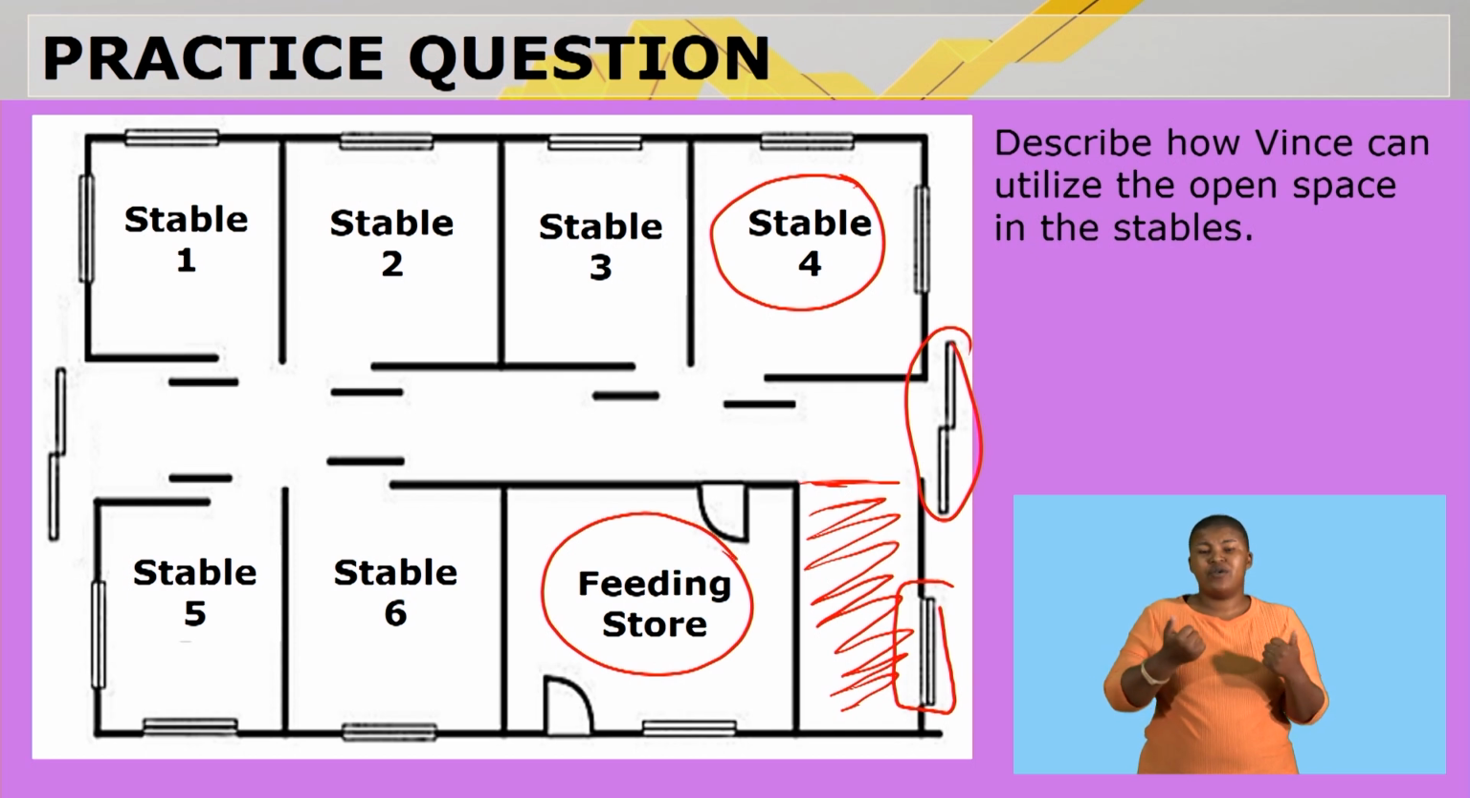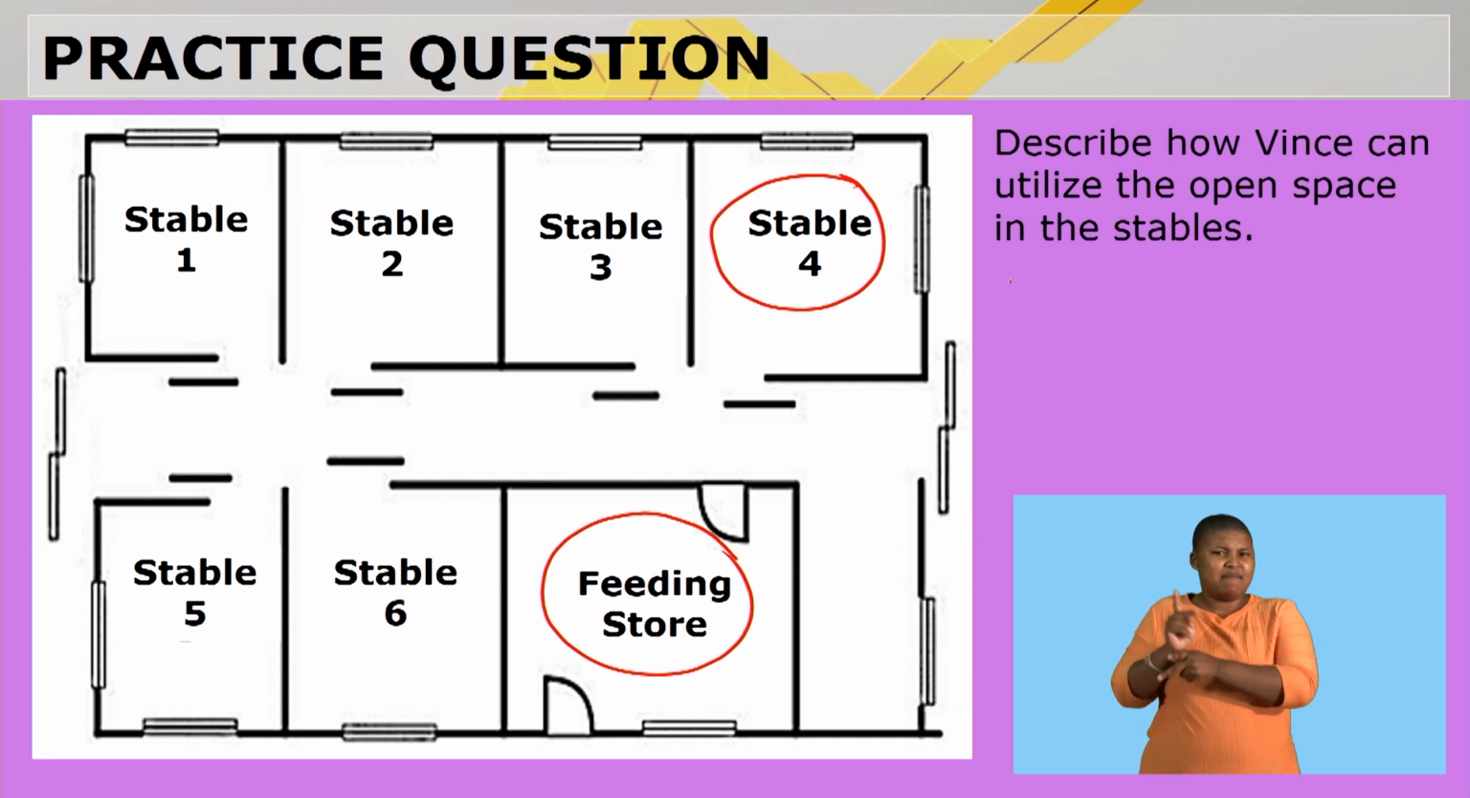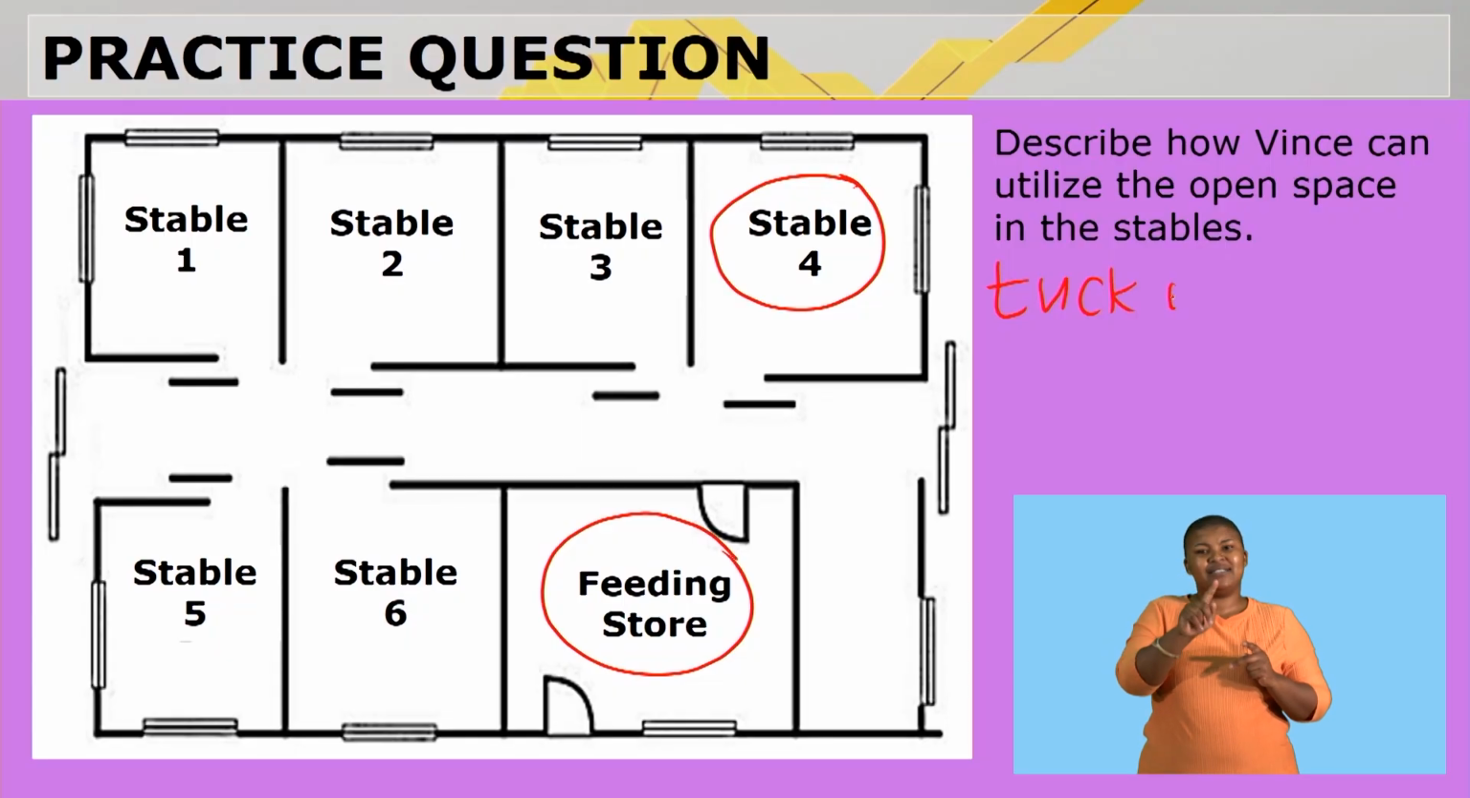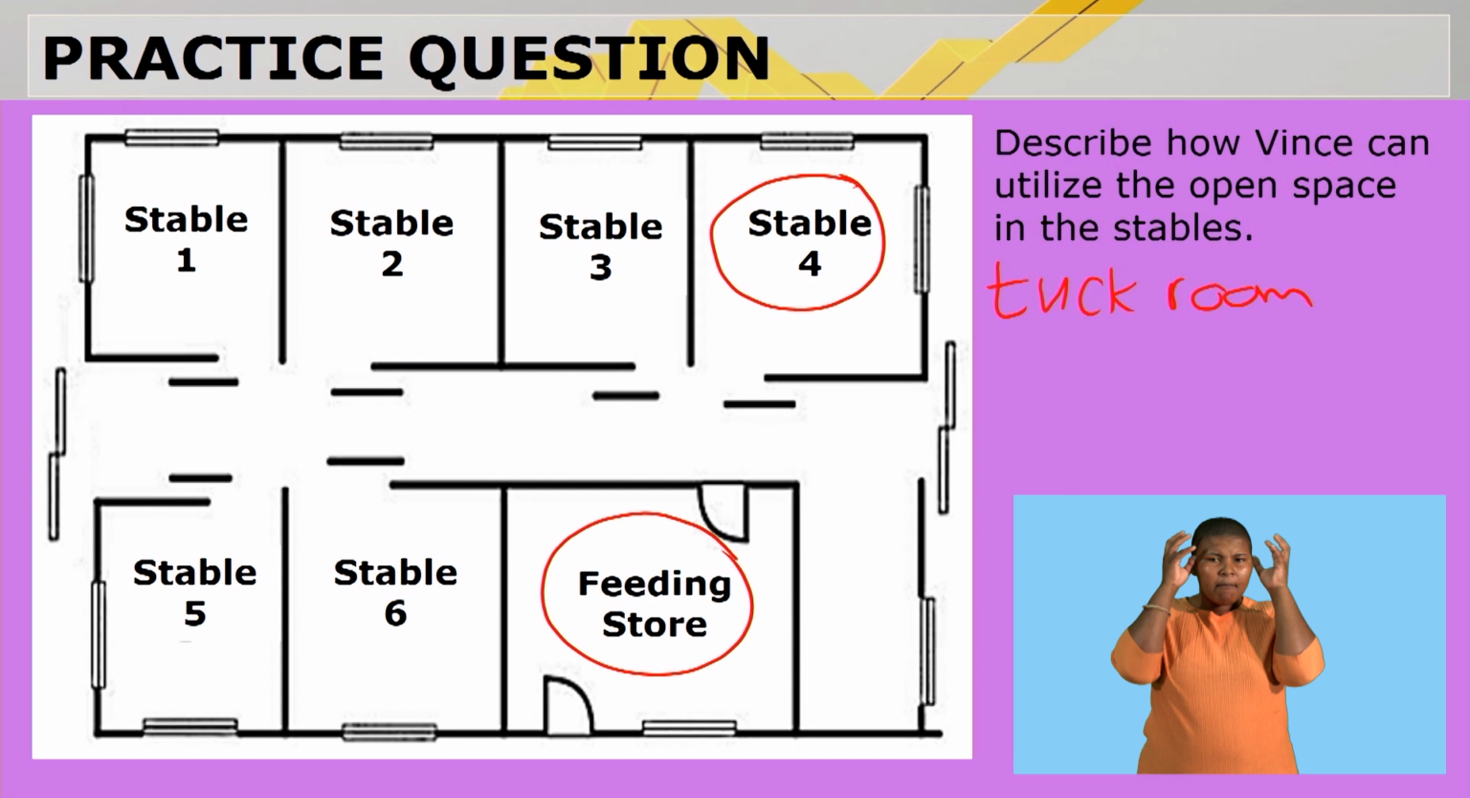But now we know that horses need more than food, especially horse riders. They need their saddles and all of that equipment. So what we can do is use this open space there as a tuck room. Because remember, the place where the saddles and stuff is stored is called a tuck room. So it can be a tuck room for the horse riders to store their own stuff, and also their helmets can be stored there.